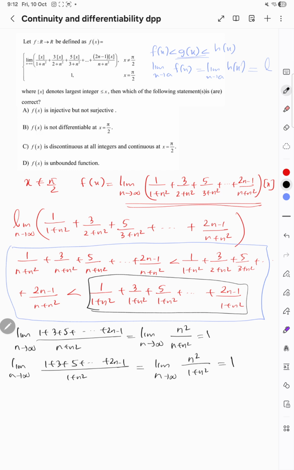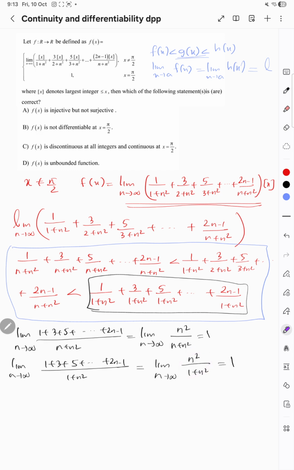Why do these two expressions have limit 1? Because if you have a limit at infinity, and the numerator is a polynomial and the denominator is a polynomial of the same degree, then the limit is equal to the ratio of their leading coefficients. What is the degree of the numerator? 2. What is the degree of the denominator? 2. So what is the answer? The coefficient of n square, which is 1, divided by the coefficient of n square, which is again 1. 1 by 1, 1. Here also the same result.